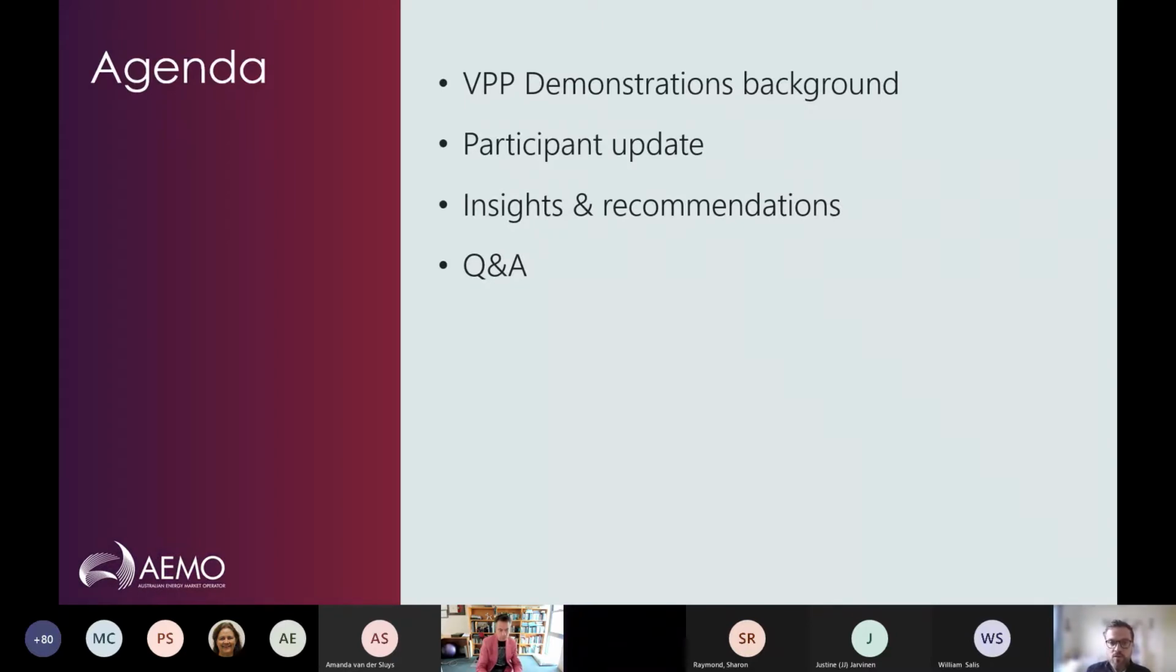We've got a fairly tight agenda. We're going to go through a bit of the background and context on the VPP Demonstrations program, a bit of a participant update on where we've ended up, just some high-level insights, but mainly focused on the recommendations coming out of the final knowledge sharing report. That was published a couple of weeks ago now, and hopefully you've had a chance to read that. But if you haven't, we'll just fire the links into the chat so that you have the links there to peruse at your leisure, and then we'll have plenty of time for Q&A.